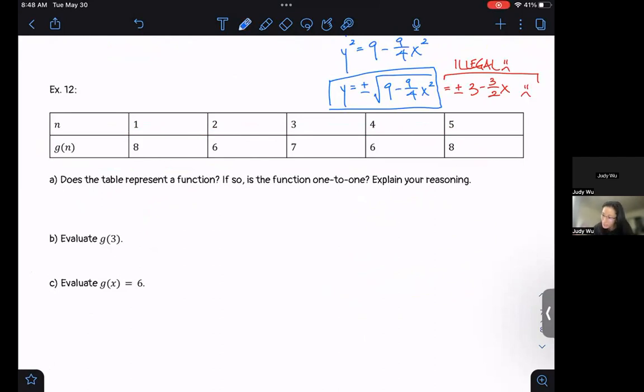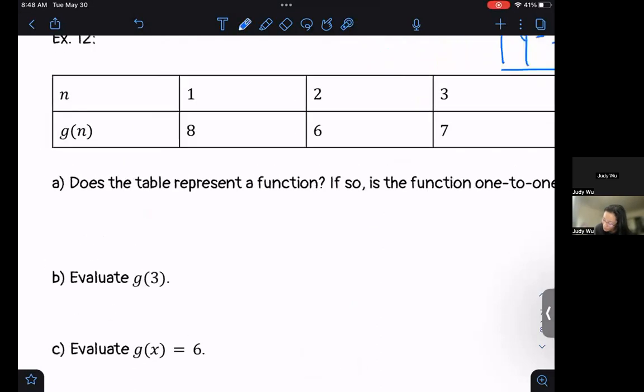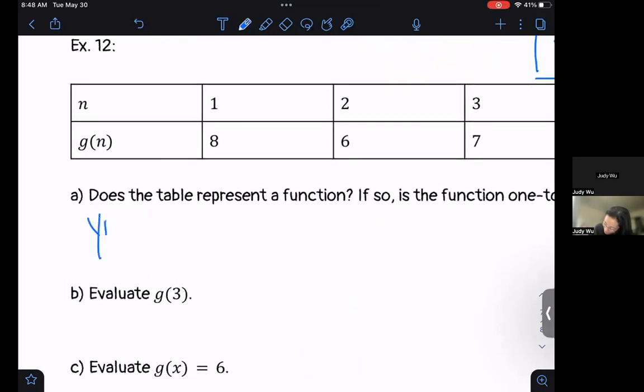So questions for us. Does this table represent a function? And if so, is the function one-to-one? We have to remember those questions we asked ourselves earlier. It's a function if every x value only goes to one y value. And in my x's, or my n's, I only see 5 numbers and they're all different: 1, 2, 3, 4, 5. So yes, this is a function.